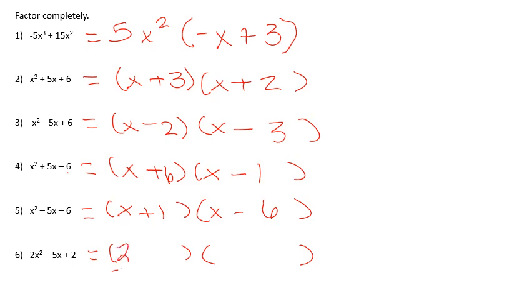The only thing that could possibly multiply to make 2x squared is 2x times an x. My sign rules still work. So I see that my last sign is positive. That means the signs in parentheses are the same. And my middle sign is negative. That means I have both negatives. Then I just think of factors of 2. Well, the factors of 2 are 2 and 1.